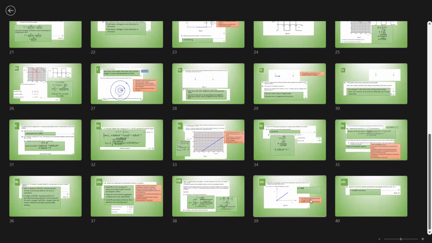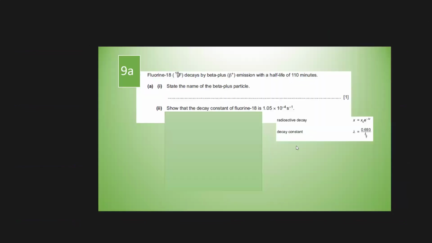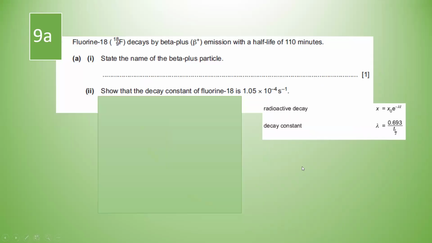So almost finished. You will louder. Yeah, this one almost finished already. Can hear you. Have you found the paper? Yes. Okay, let's go to number 9.